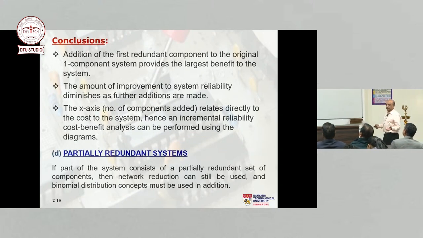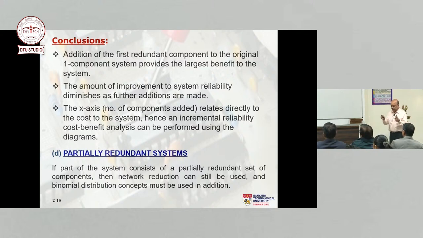So we can conclude, based on whatever we have discussed so far, that the addition of the first redundant component to the original system provides the largest benefit to the system. This is no surprise. That's why we call it a redundant system, right? Then the amount of improvement to system reliability diminishes as more components are added in parallel. And the x-axis relates directly to the cost. Hence, the cost-benefit analysis can be done by the managers.